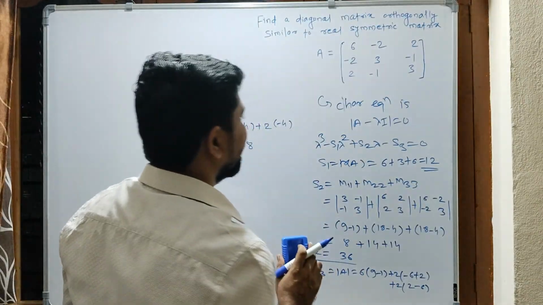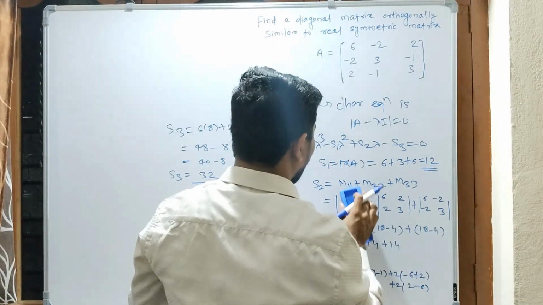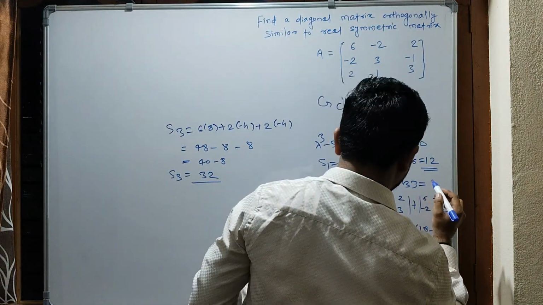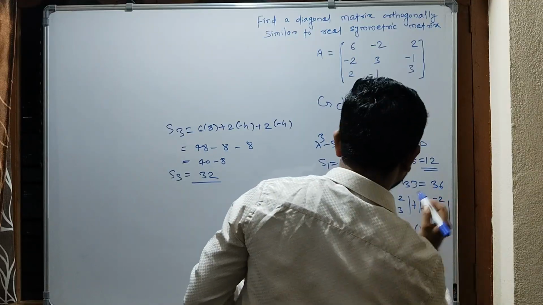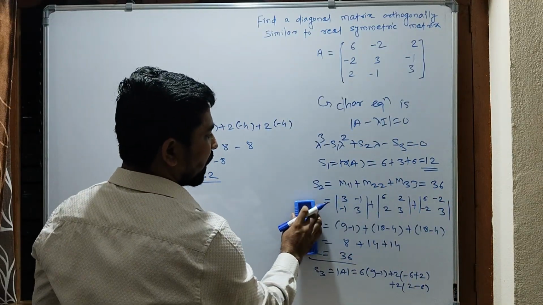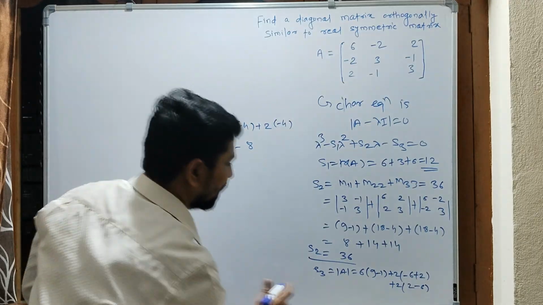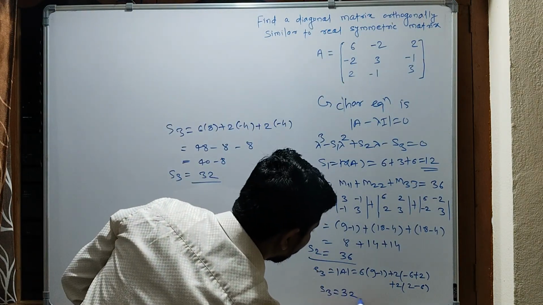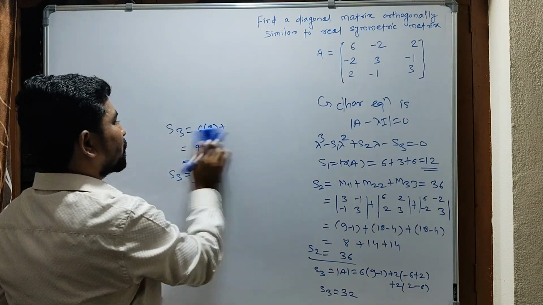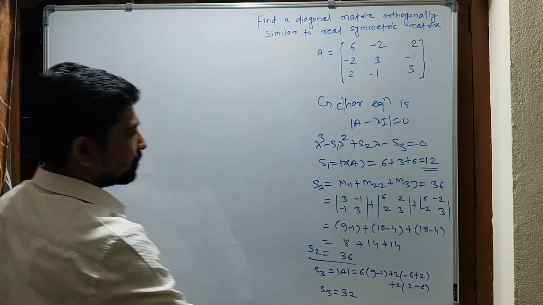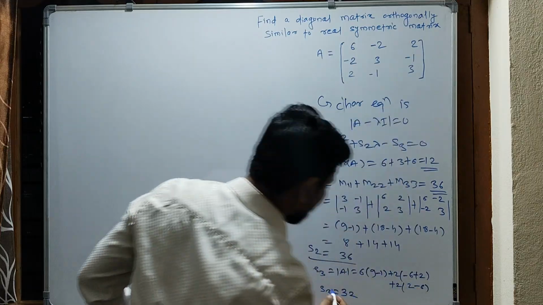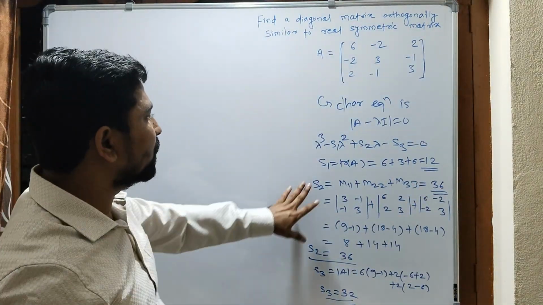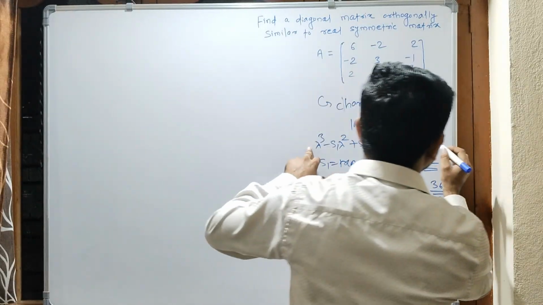So here I will write S1, S2, S3. Directly I will write S2 here, that is 36, and remove this calculation. Directly here I will write my S3 is 32. Now these are the values of S1, S2, S3. Now just put the values of S1, S2, S3 in this equation 1.